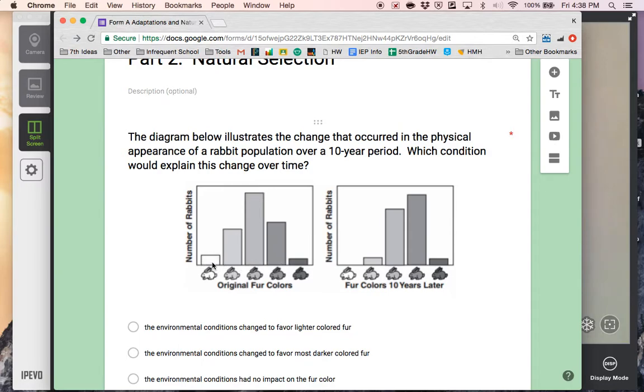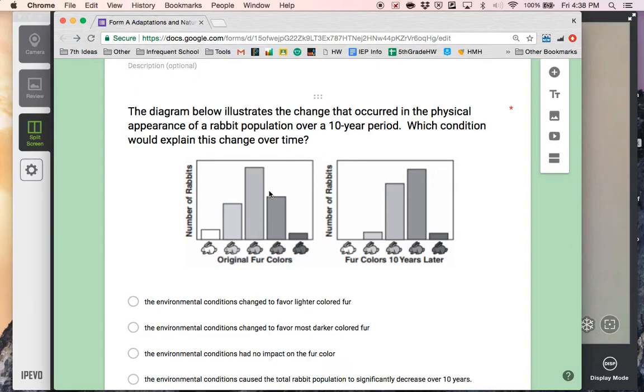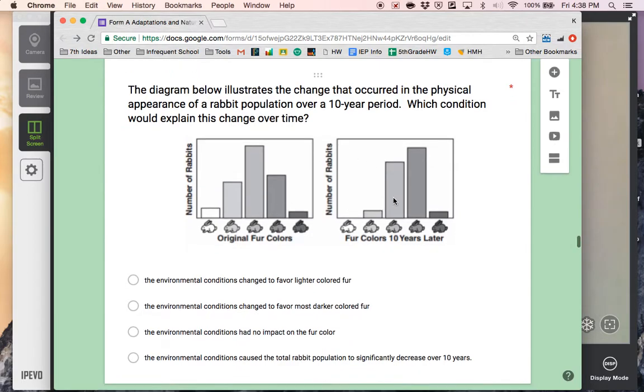And the light colored one wasn't very popular, and the dark colored one wasn't very popular, but the just average color was pretty popular. Look at this. Ooh, look what happens to the white. Extinct. And the off-white is really low compared to that one after 10 years. This stays fairly similar, but look at this one. It jumps way up. So now the rabbit that's most popular is this darker furred one. So if we're looking at this change in 10 years, it seems like it's getting darker.